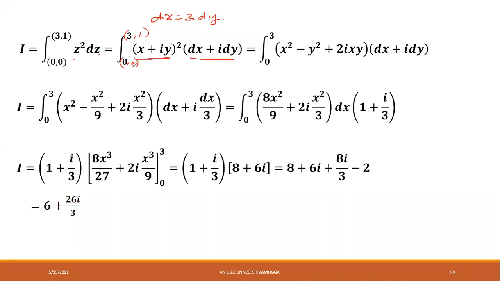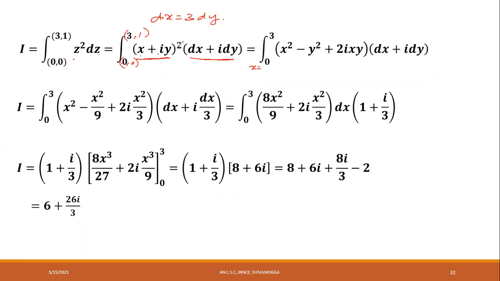Here you can integrate with respect to x or you can integrate with respect to y also. I prefer to integrate with respect to x. Therefore, change all the variables y into x. Here x takes values from 0 to 3.